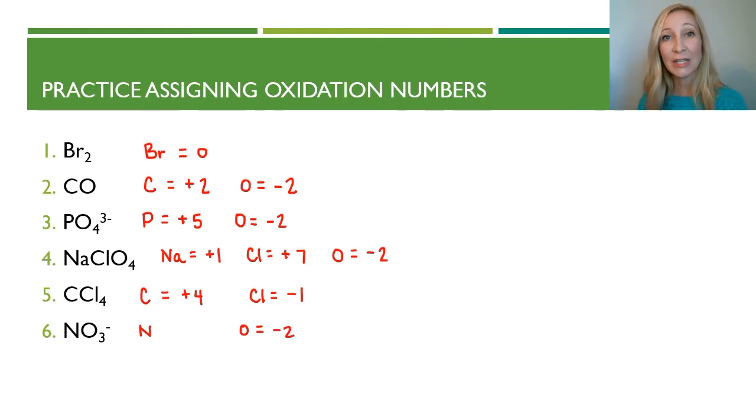Now we have nitrate. Oxygen has a -2 oxidation state, and there are 3 of them. The overall charge of this ion is -1. So just in our oxygens, we have a -6 oxidation state. The overall charge is -1, so that means that the nitrogen is going to have a +5 oxidation state.